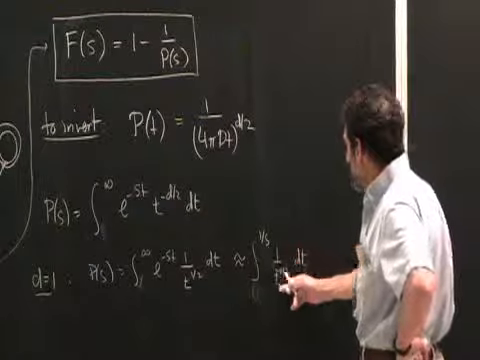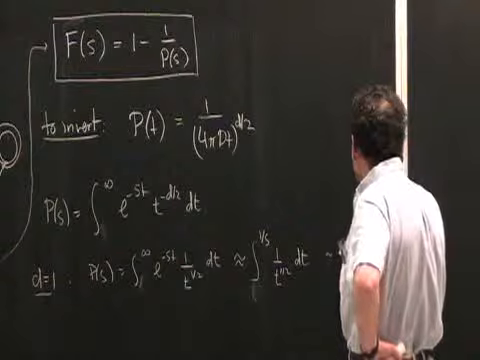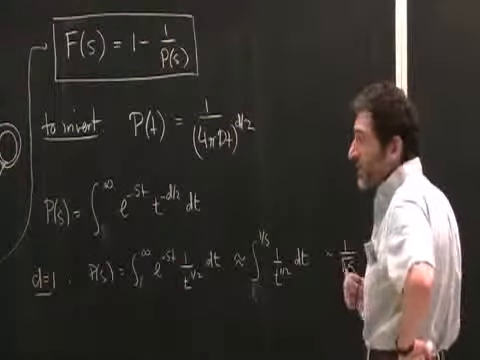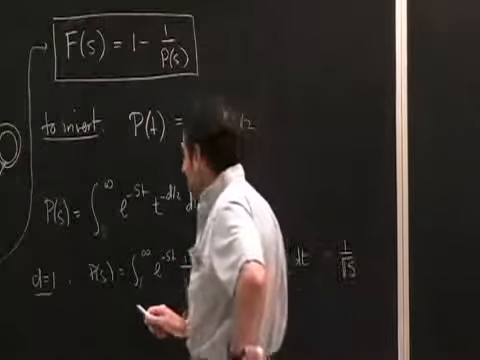This goes like the square root of t, evaluated at t equals 1 over s, so I get 1 over the square root of s. So that's the answer in dimension 1. Dimension 2.